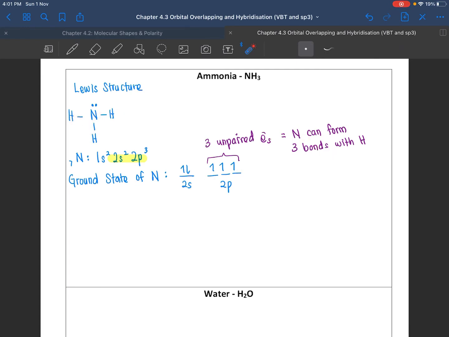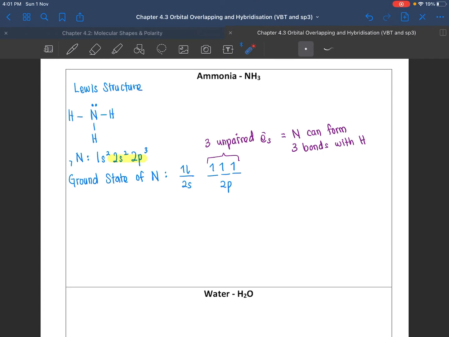So, maksudnya dekat sini, kita dah tak perlu excite nitrogen. Lagipun, kalau kita fikir logik, kita nak excite nitrogen pergi mana? Okay, 2s ni kita nak hantar dia pergi mana lagi elektron ni? 2p dah penuh. Okay, tak ada empty 2p orbital. So, that's why excitation here tak berlaku lah.